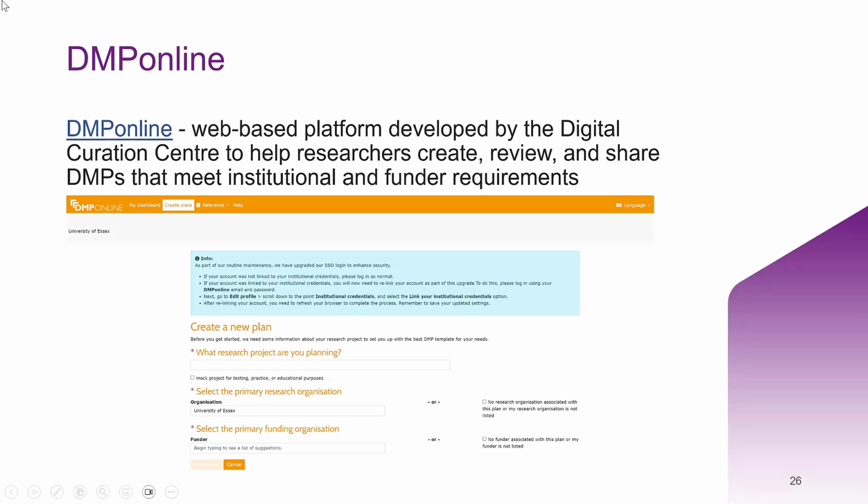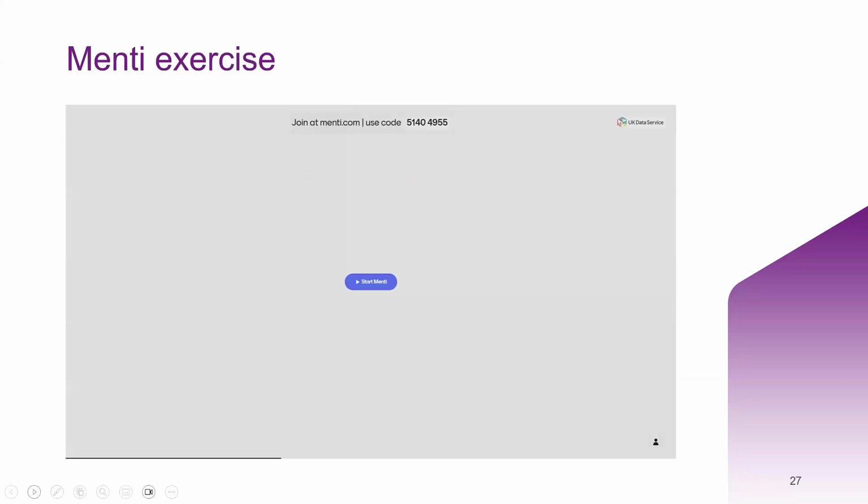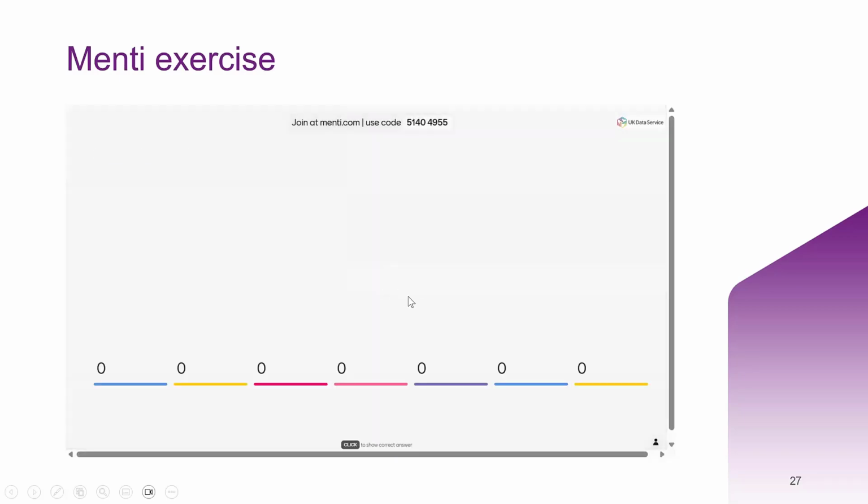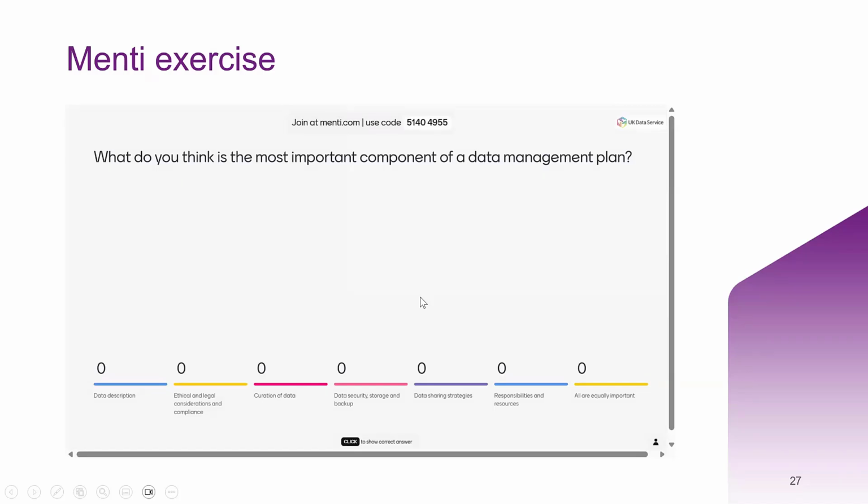And again, from a transparency point of view, it's actually really good to publish your DMPs. Very short Menti exercise. What do you think is the most important component of a data management plan? Still the same link, still the same code.